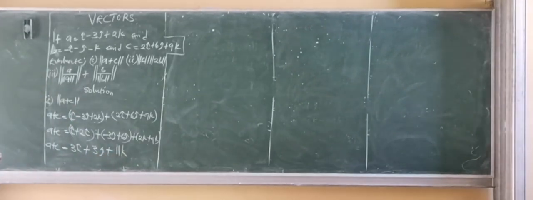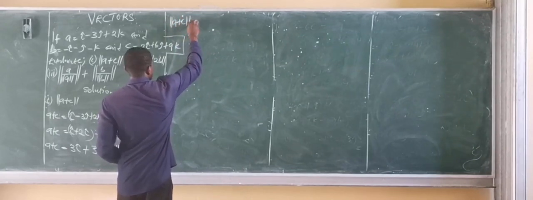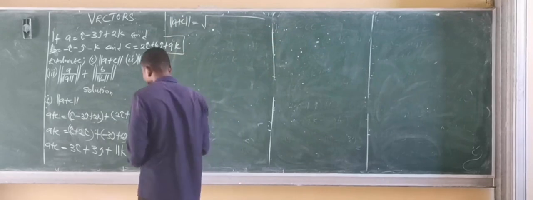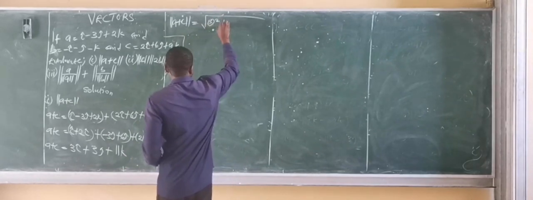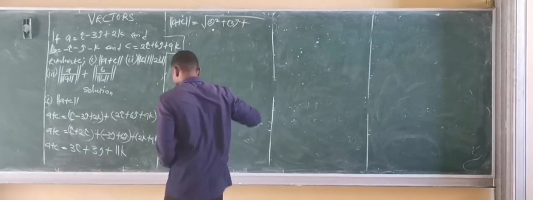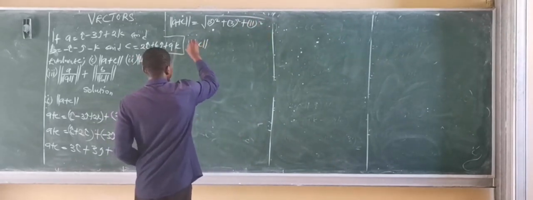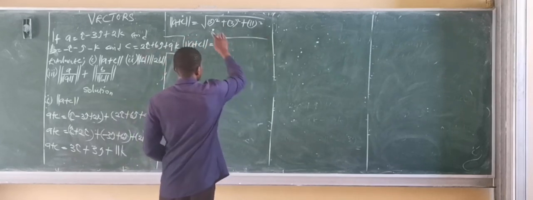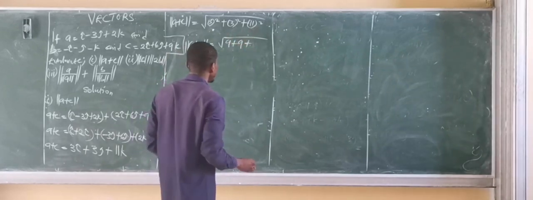Now the question says to find the magnitude of A plus C. So having obtained A plus C, we now obtain the magnitude of A plus C. To obtain the magnitude, simply take the square root of the squares of the individual components that make up the vector. So we have 3 squared, plus 3 squared, plus 11 squared. So the magnitude of A plus C is the square root of 3 squared is 9, plus 3 squared is also 9, plus 11 squared should be 121.